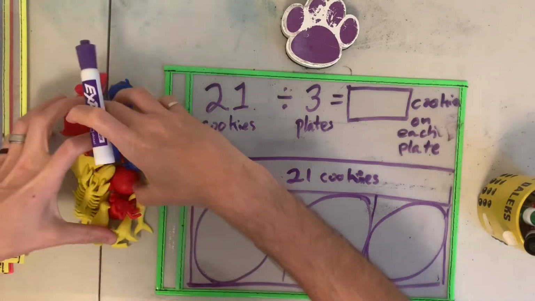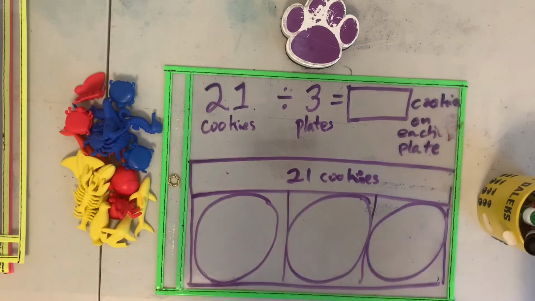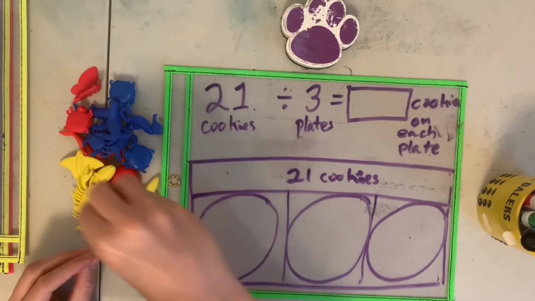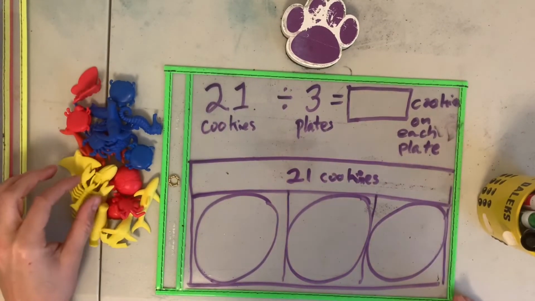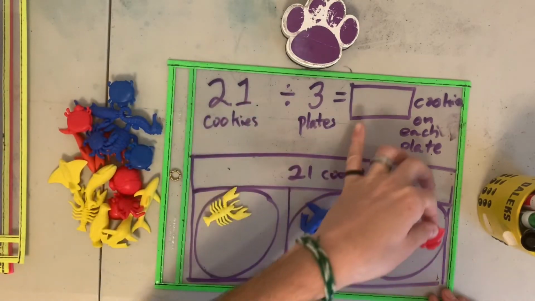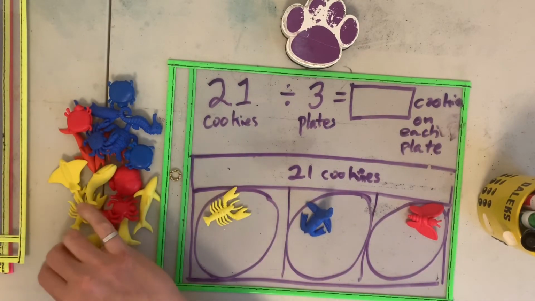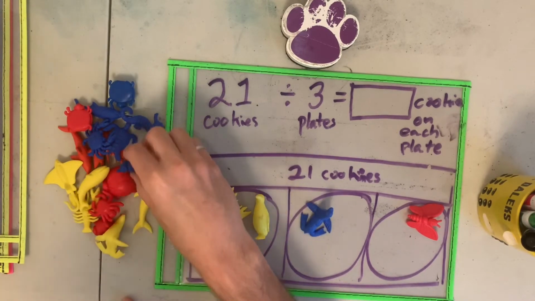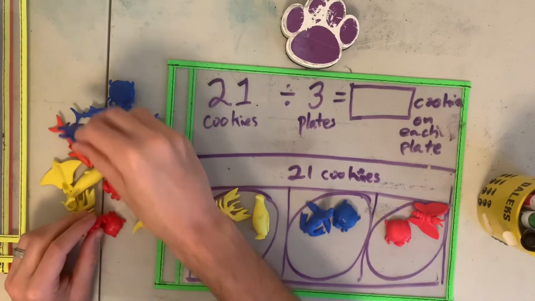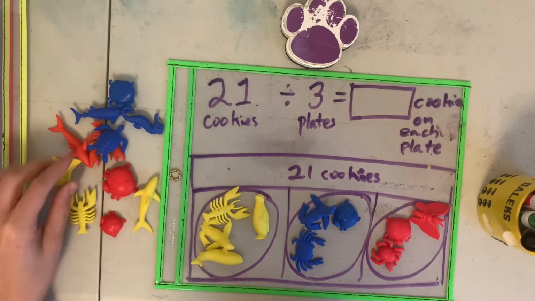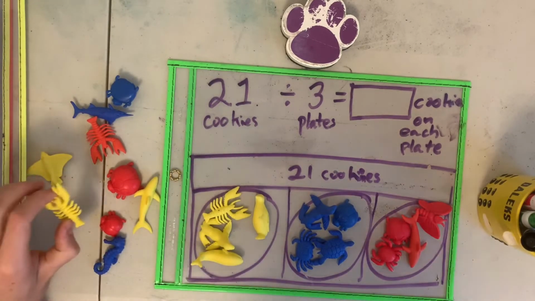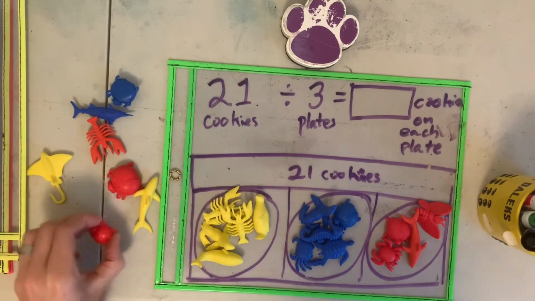And now I'm going to share the cookies equally on each plate. Great. So let's do this. I have 21 cookies and I'm going to share the cookies. So I'm going to put 1 cookie on this plate, another cookie on this plate, and another cookie on this plate. And so on. And I go again. Cookie, cookie, and cookie. Another cookie, and another cookie, and another cookie. Oh, no, sorry, wrong color. Another cookie, and another cookie, and another cookie.